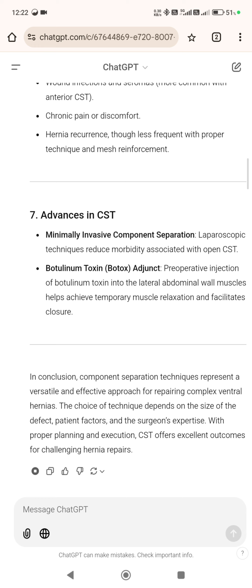and facilitates closure. In conclusion, component separation techniques represent a versatile and effective approach for repairing complex ventral hernias. The choice of technique depends on the size of the defect, patient factors, and the surgeon's expertise. With proper planning and execution, CST offers excellent outcomes for challenging hernia repairs.